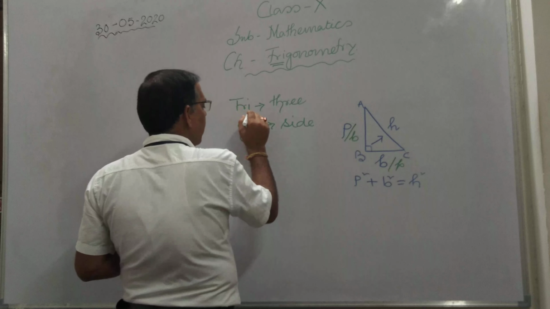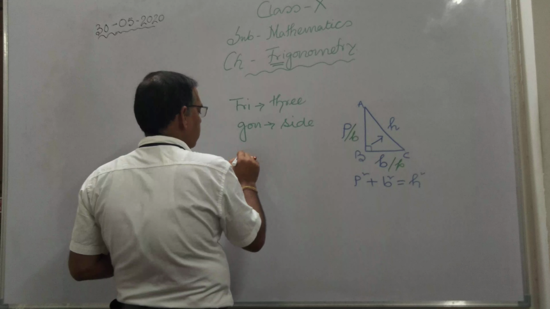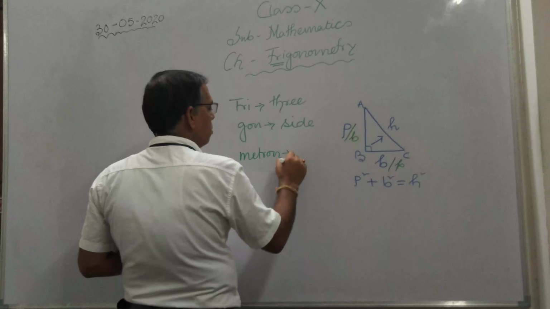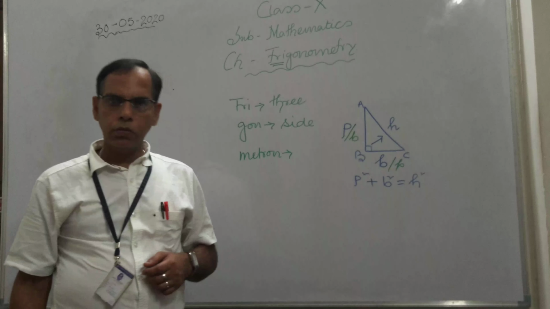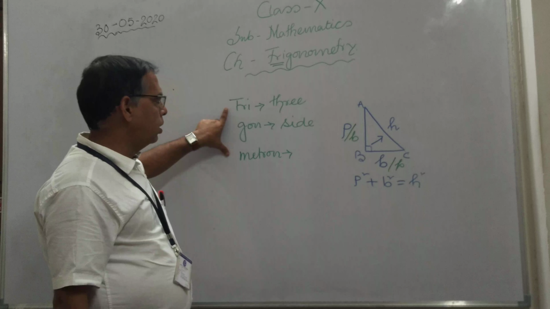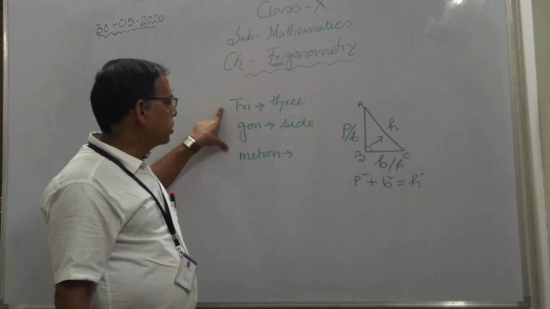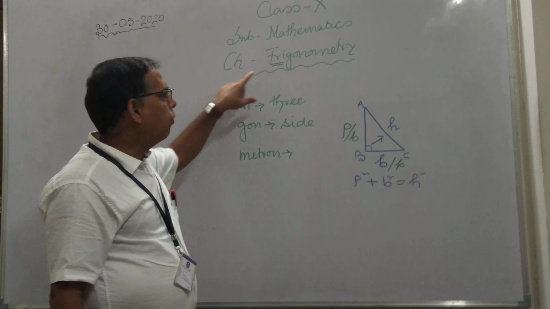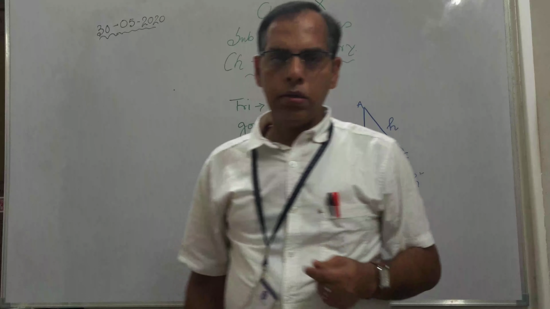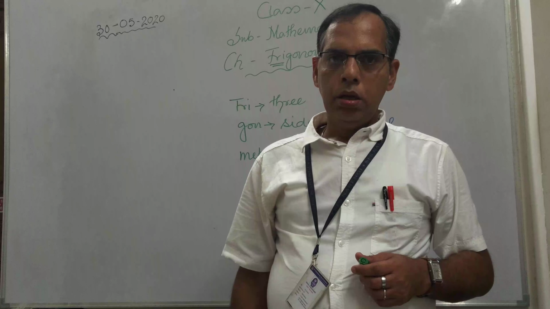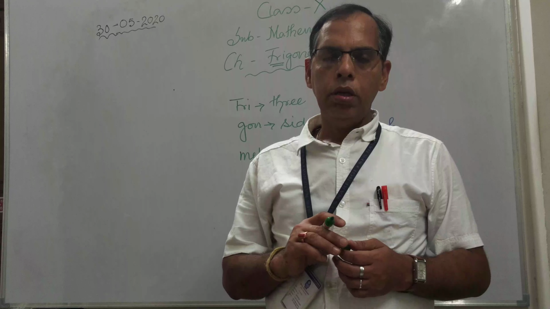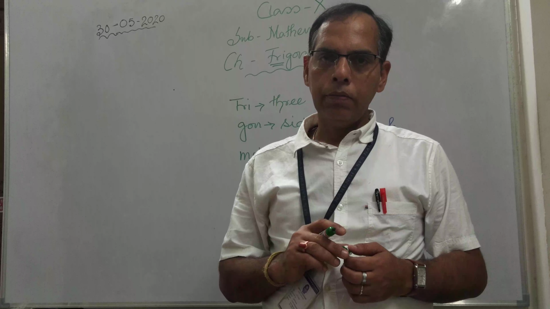So tri, gon, and metron. Metron means measurement. So consisting of these three words forms trigonometry. So according to the Greek, trigonometry means measurement of three sides of a triangle.